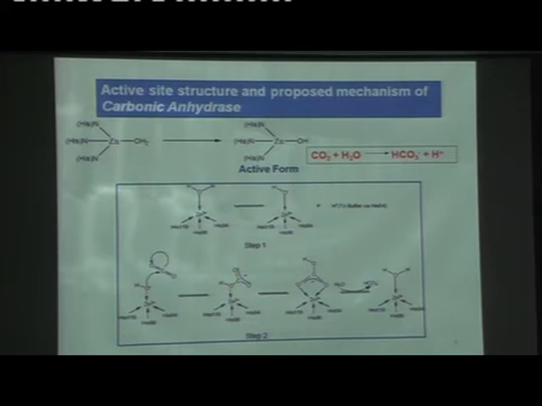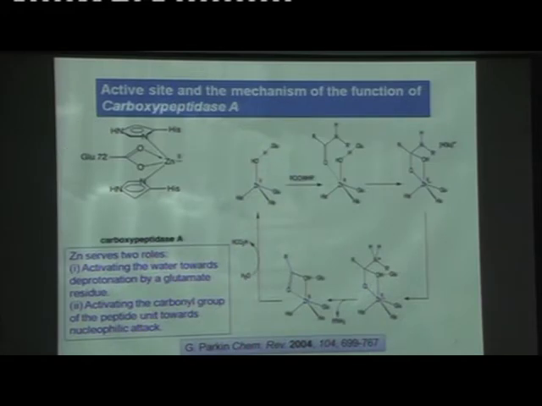This is for carbonic anhydrase. All right, this is fine. Let us go to the other one. The other one is carboxypeptidase. The same story. What is that?